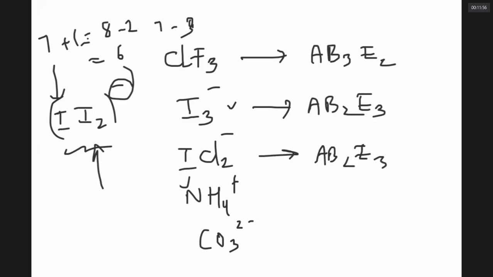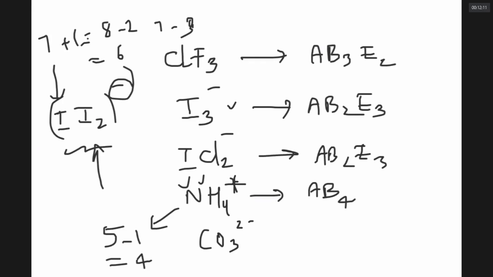Now the ammonium ion, it is looking like AB4. Nitrogen has 5 electrons, but there is a plus charge, meaning 1 electron is lost. Therefore, in the ammonium ion nitrogen has 4 electrons. All the 4 are used. So it is AB4.